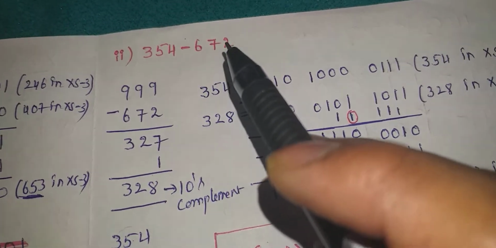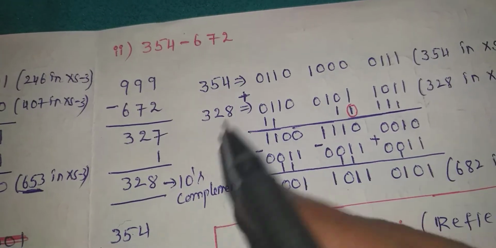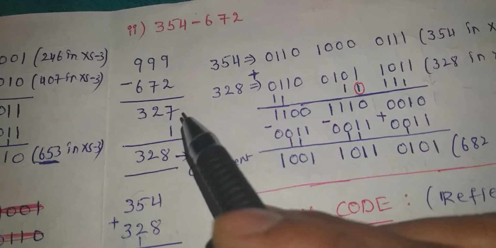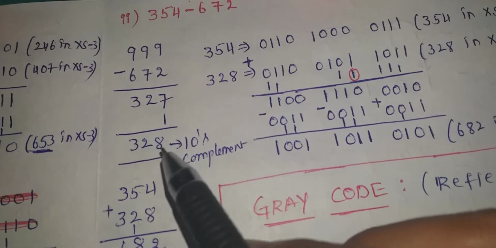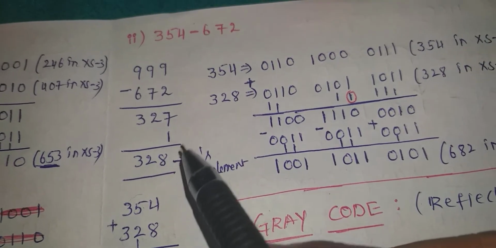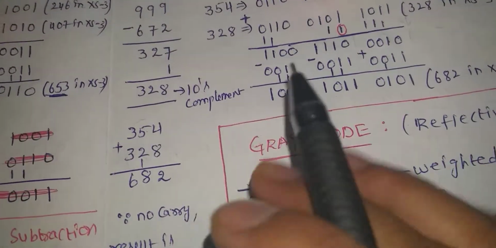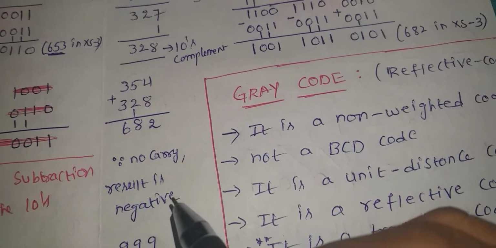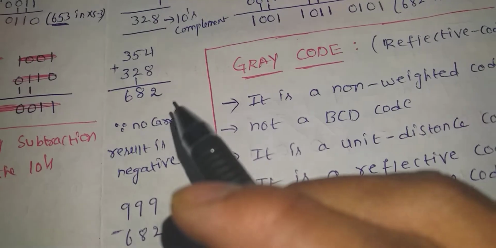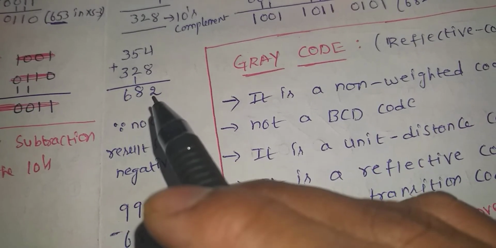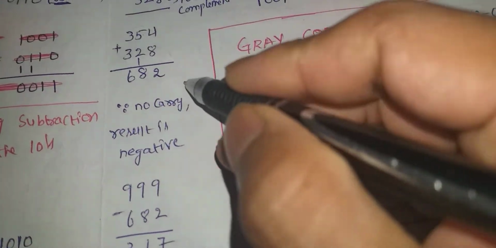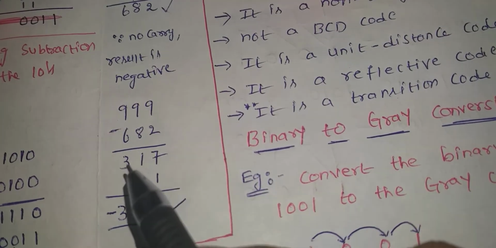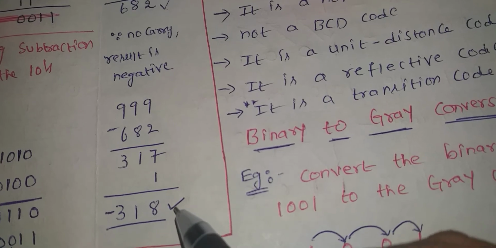Now look at one more example. 354 minus 672. Take the tens complement of the subtrahend. 999 minus 672, which is the 9's complement. By adding 1 in the LSB position, we will get the tens complement. Add this tens complement of the subtrahend to the minuend. Now if you observe that 354 plus 328, then it becomes 682. Since no carry is generated, the result is negative. To get the exact result, perform the tens complement of 682, then you can get this. That means 999 minus 682 is 317. If you add 1, then it becomes minus 318.